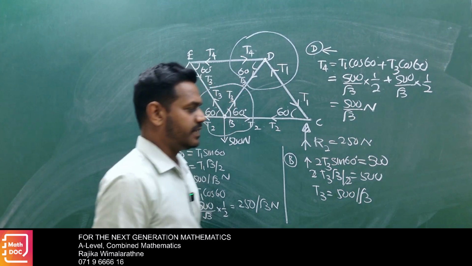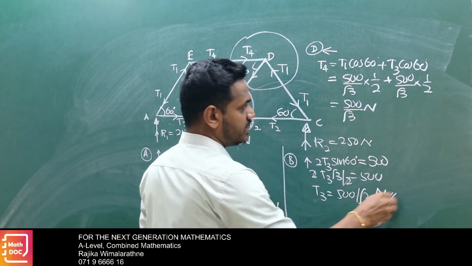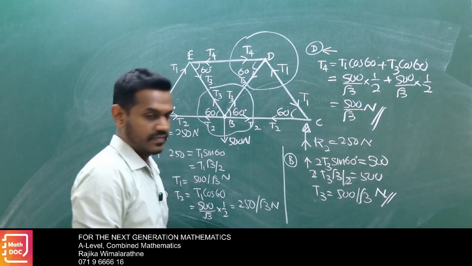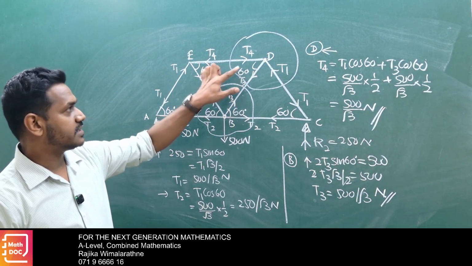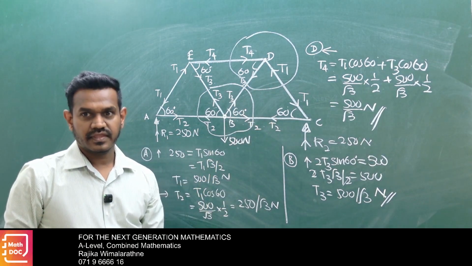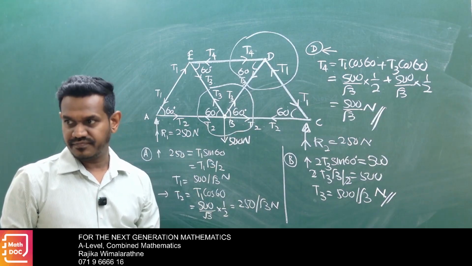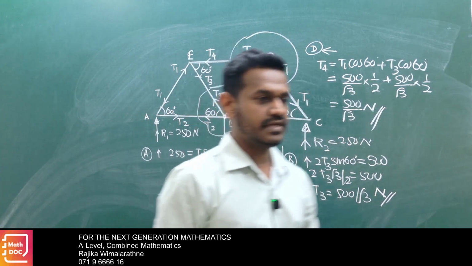Then all are positive, meaning all marked directions are correct. Tension, thrust, tension, thrust, tension, thrust, tension. No? Then you can fill the table. Complete.